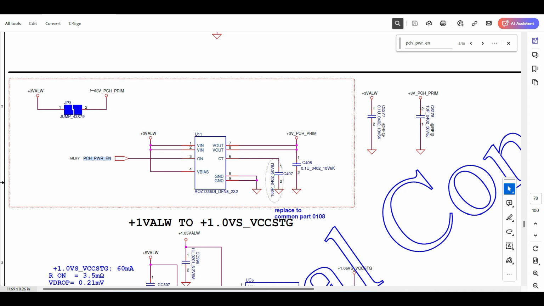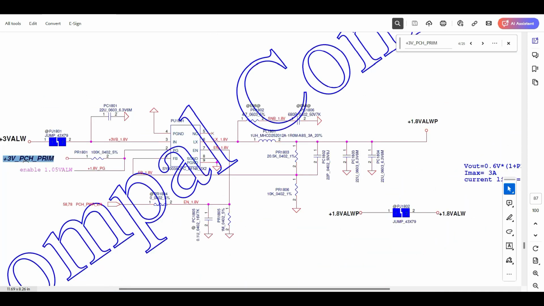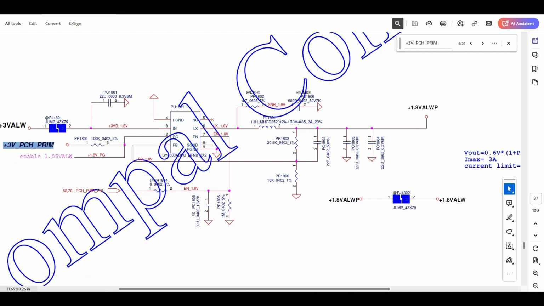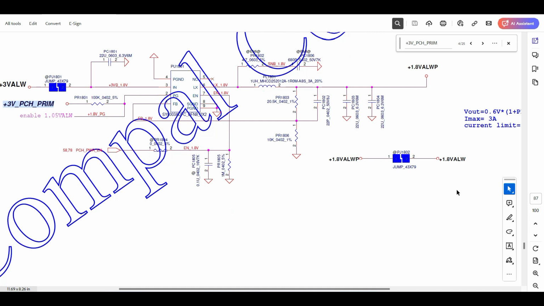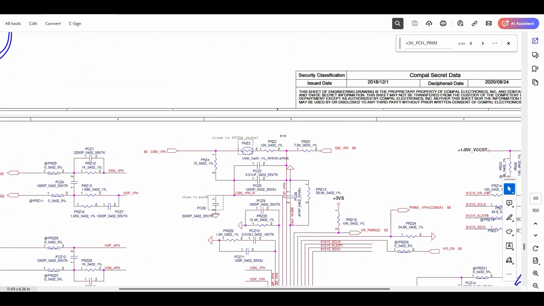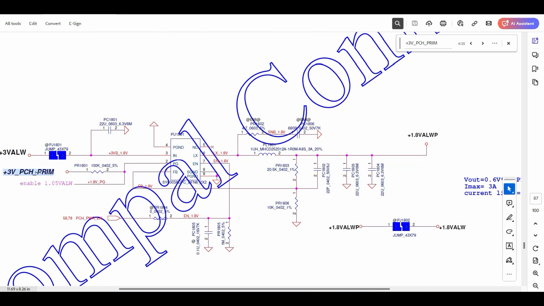Now we will check this PCH prime, where it will go and what it will do. See this PCH prime, 3 volts PCH prime, using this PG, this is actually power good enable. Now 3 volts always we got, and here one more PCH power enable signal is there, that is the enable signal. Once this enable signal comes, then 1.8 volts VLP will generate. This 1.8 volts always will generate. Okay, so now again we will search what voltages it will generate.